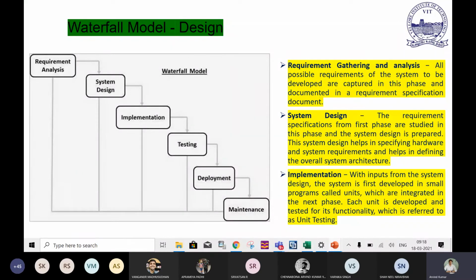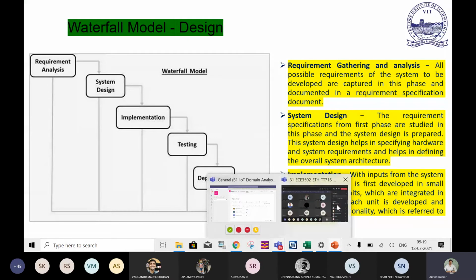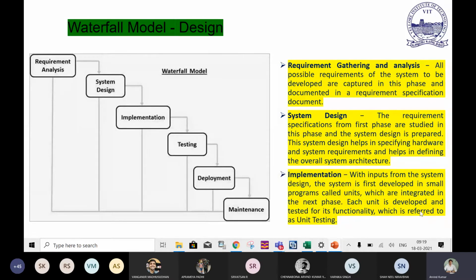The system is developed first as small programs called units. Here, a little bit of parallel work is possible: you can start some units in some modules, and then the project manager will integrate all modules built by different developers or engineers. Each unit is developed and tested for its functionality, which is referred to as unit testing. So small fragments or modules you can test, and then finally integrate. Once you have done the integration of all, it is sent for testing as a whole.